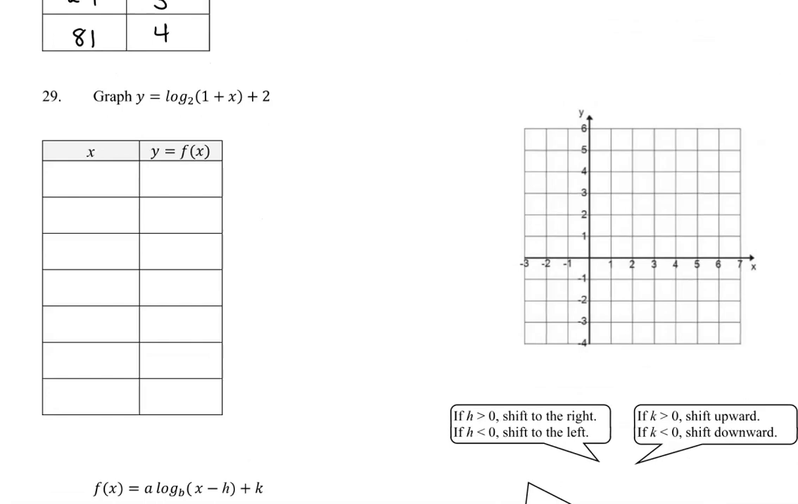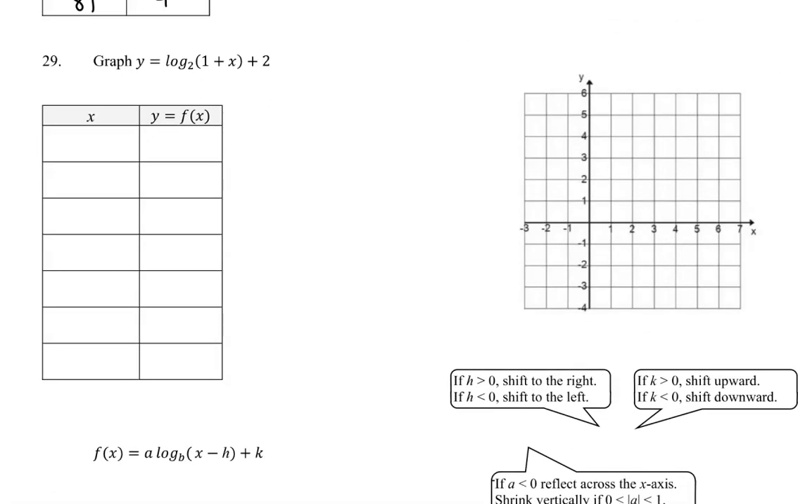Example 29, we're going to do the same thing. We're going to convert this logarithmic equation to an exponential equation, and then we're going to plot some points and graph. But first, we need to isolate the logarithm in the equation. So I'm first going to subtract 2 from both sides of this equation to get that y minus 2 is equal to log base 2 of 1 plus x.